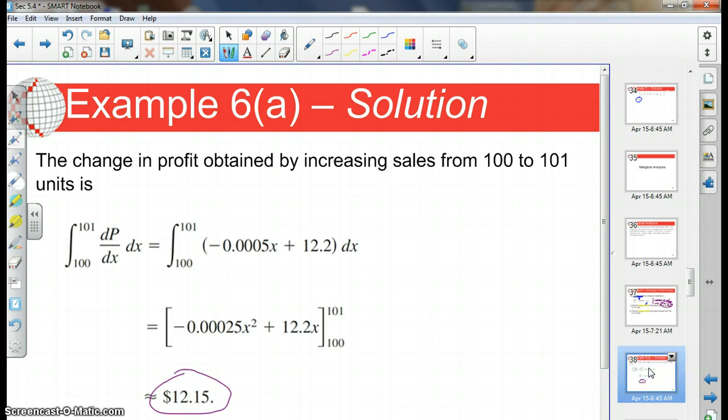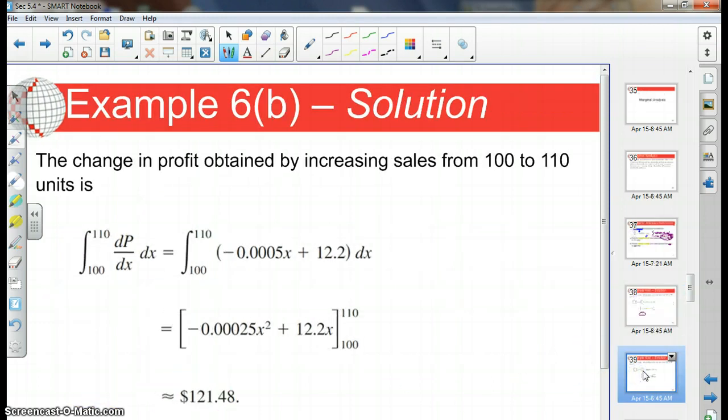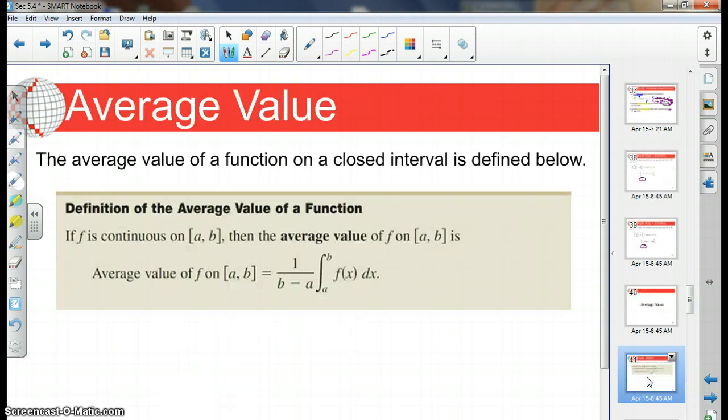I'm going to do the exact same thing for part B. I use the exact same function, but instead of evaluating it between 100 and 101, it looks like they want me to go from 100 to 110. This time, again, I would recommend that you practice typing that in and see if you get $121.48.